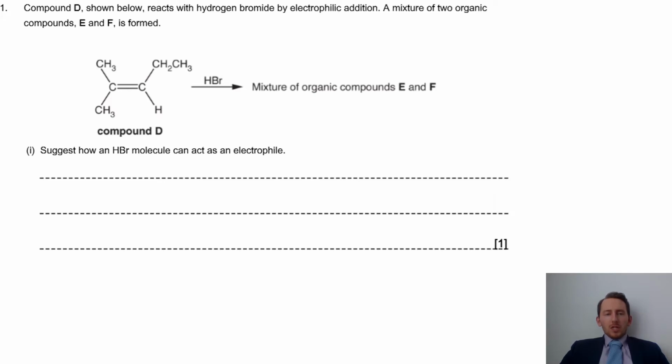So we have this first question here, and it's asking us to suggest how an HBr molecule can act as an electrophile. If you know what an electrophile is, then it doesn't matter that it's asked about the HBr molecule. Essentially it's asking for a definition. What is an electrophile, and how does it act as one? Very simply, it's able to accept a pair of electrons. So it likes those electron-rich centers where it can accept a pair of electrons. Hopefully that starts things off nice and easy.